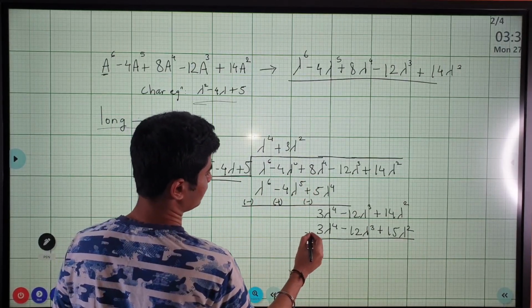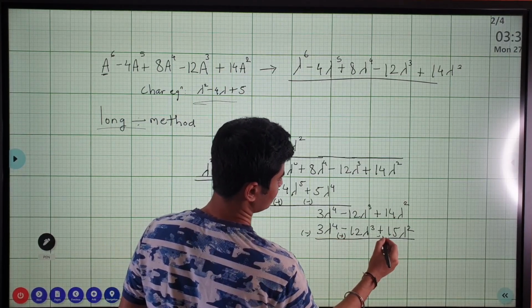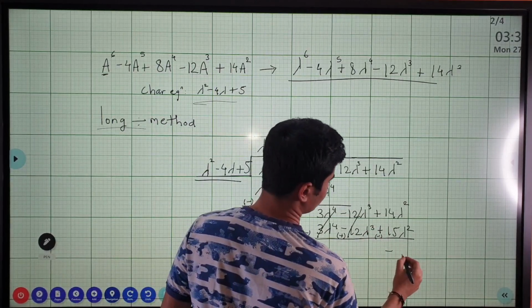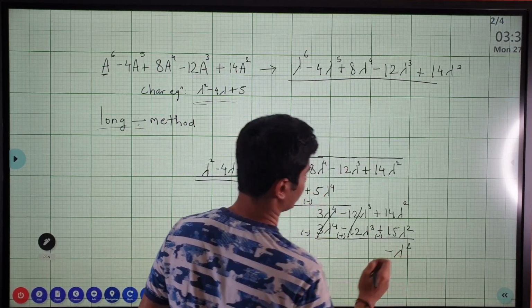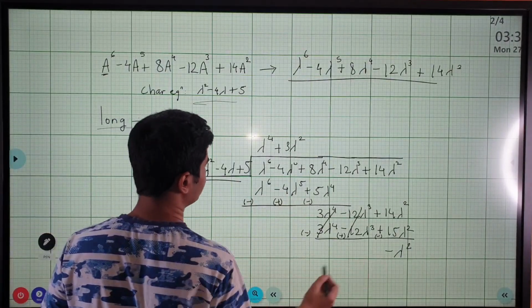And we'll change the sign here. This will become plus and this will become minus. These both will get cancelled and we will get minus lambda square and the remainder. Now you might have the question: how many times do we have to divide this remainder?